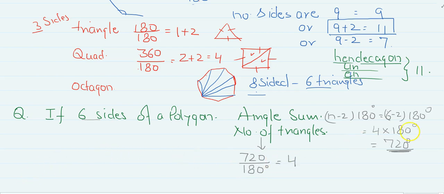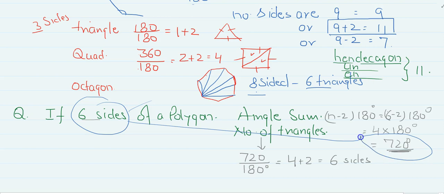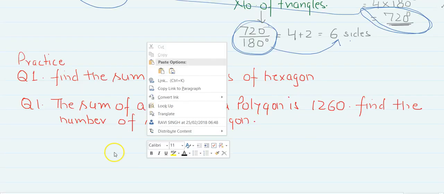That is 4. There are 4 triangles, but we have to add 2 to it. So 4 plus 2 is 6 sides. So can you see here, with the 6 sides, we come to know the sum of all angles. And if we know the sum of all angles, we know how many sides it is having.